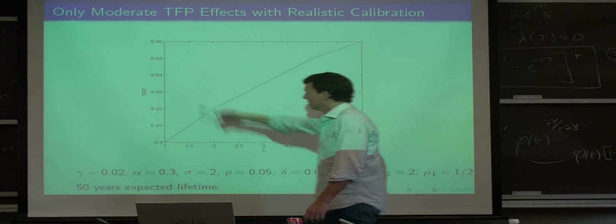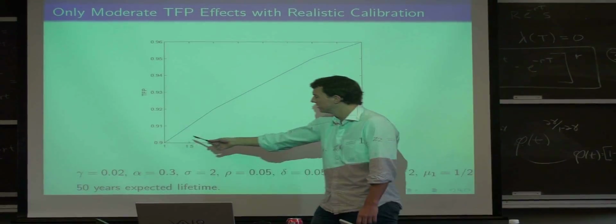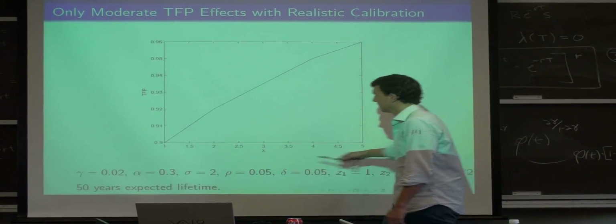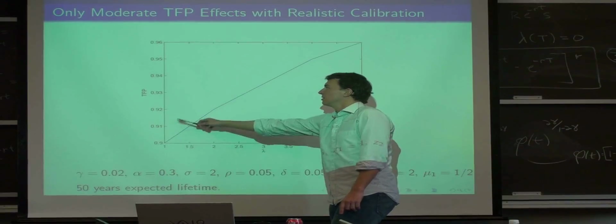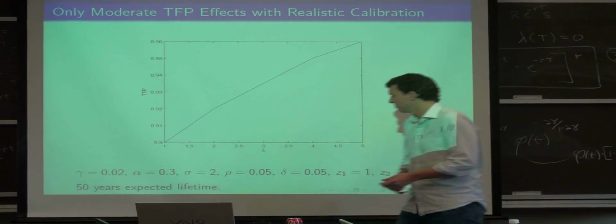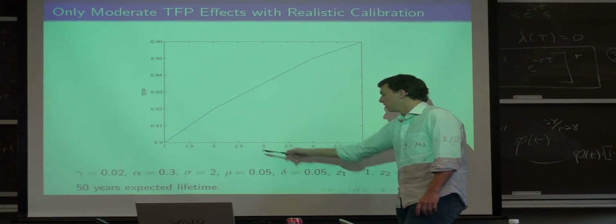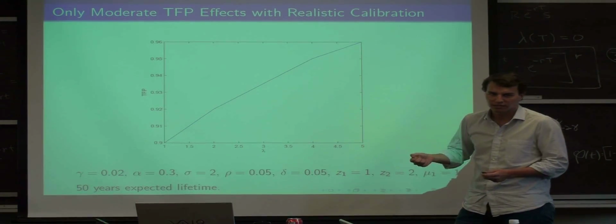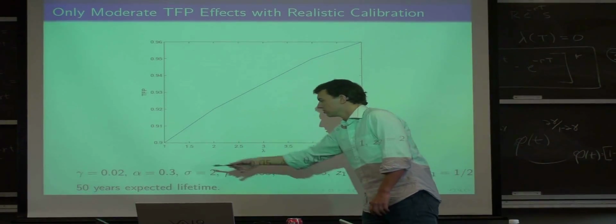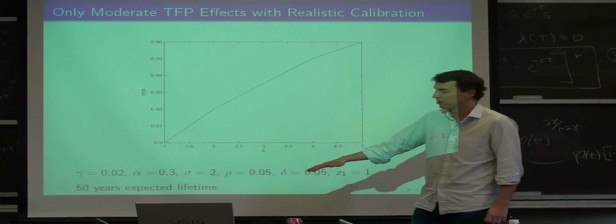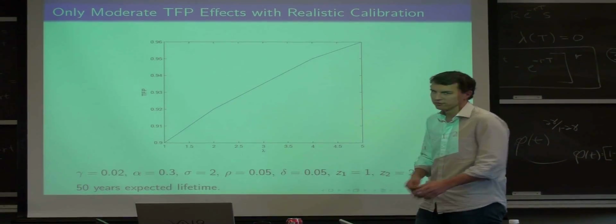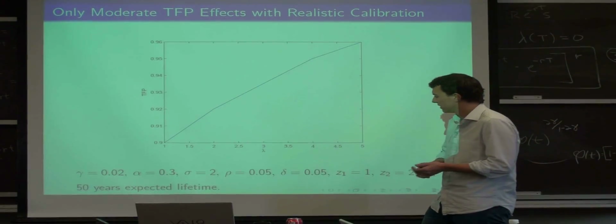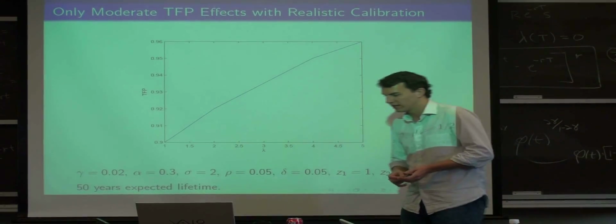So here you get only a 10% decrease in TFP. Lambda is on this axis, TFP is on this axis, TFP relative to the first best. Lambda is how bad or how good the credit markets are. Lambda equals 1 is completely shut down credit markets. Lambda equals 5 is like credit markets in the US. And you still get pretty low TFP effects.